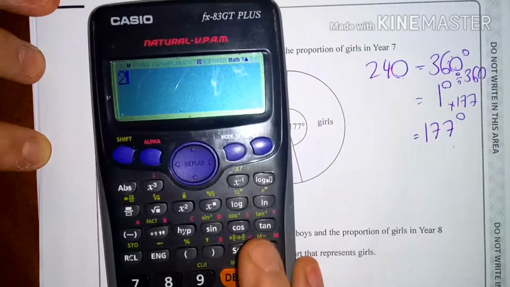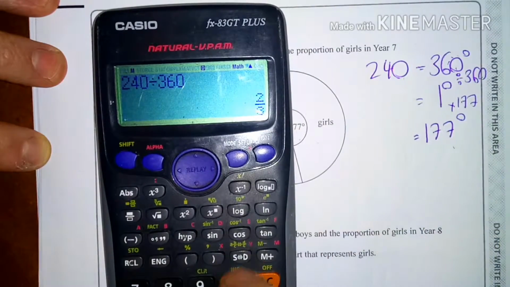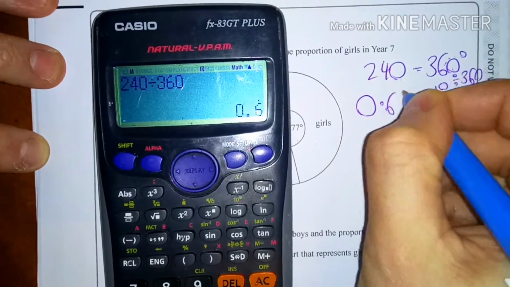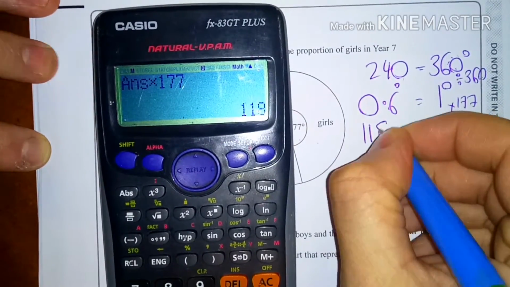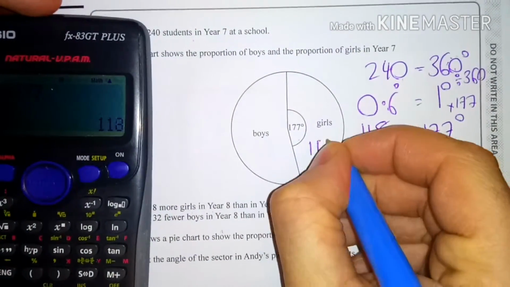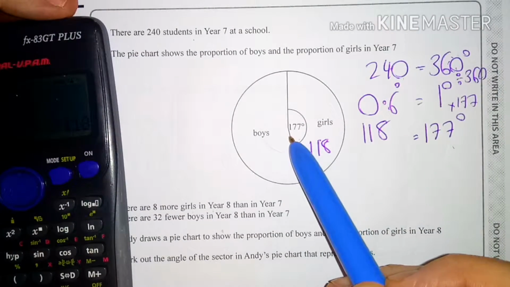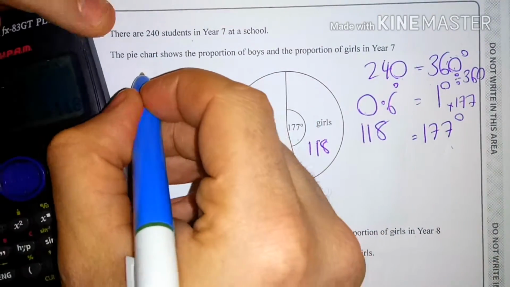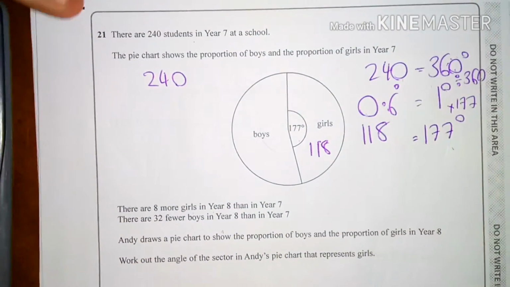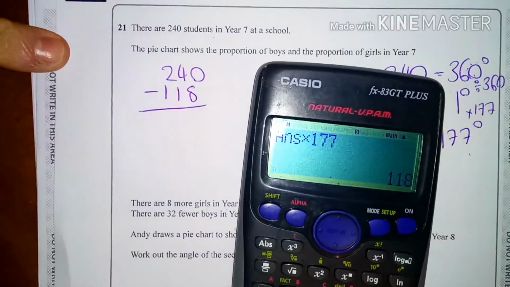I'll do 240 divided by 360, which means 1 degree represents 0.6 recurring. Notice there is a recurring sign there. Times 177 equals 118. So we know the girls are now 118. Now to work out the boys, we could work out the angle and then times 0.6 recurring by that angle, but the easiest way to do it is 240, which is everyone in that school, minus 118, and I'm just going to do it in my calculator.